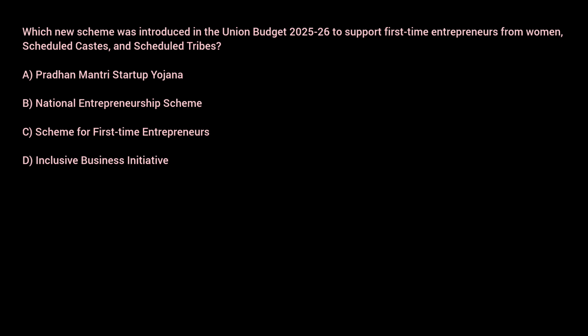Which new scheme was introduced in the Union Budget to support first-time entrepreneurs from women, scheduled caste and scheduled tribes? Option A Pradhan Mantri Startup Yojana, option B National Entrepreneurship Scheme, option C Scheme for First-Time Entrepreneurs, option D Inclusive Business Initiative. Here the correct option is option C, Scheme for First-Time Entrepreneurs.